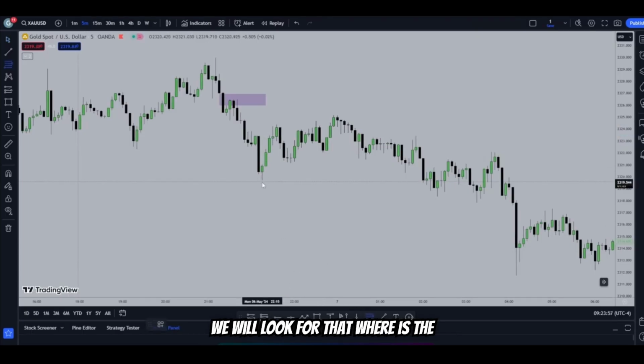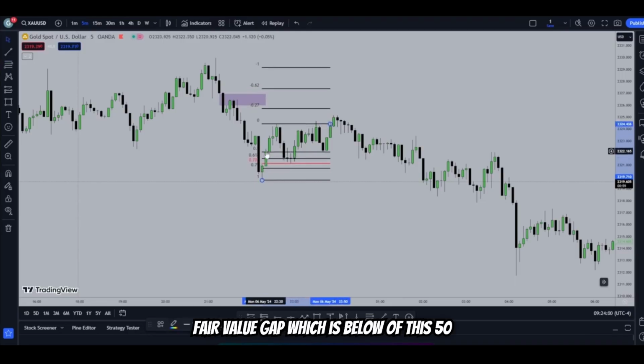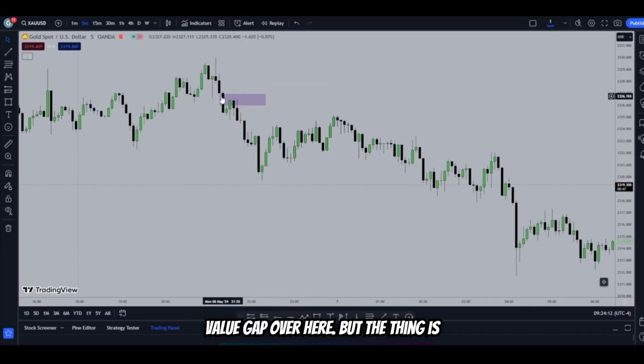And how will we look for that? Where is the discount zone? Look over here. If the fair value gap is below this 50 zone, like this one, it's a really good gap. It's a fair value gap. Over here, this gap was also a fair value gap.